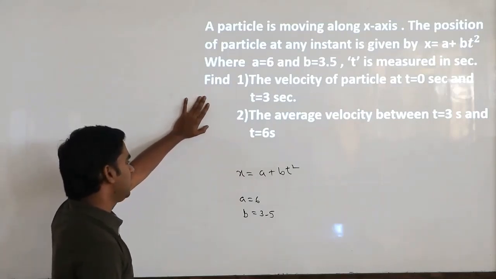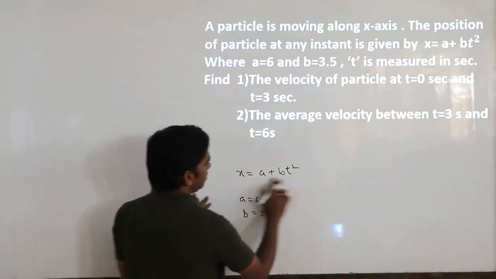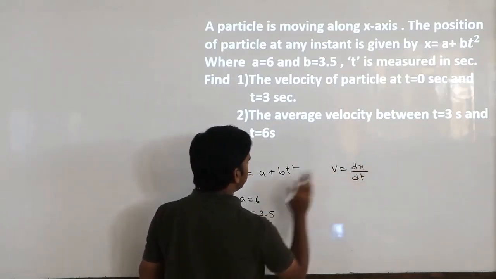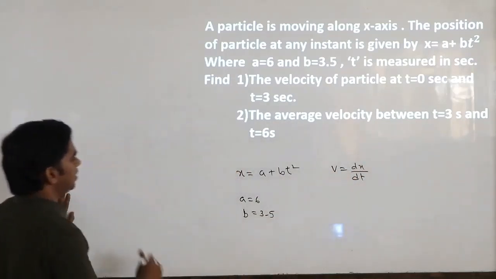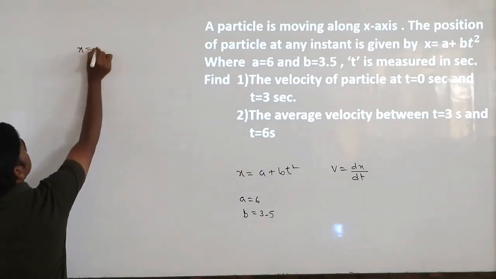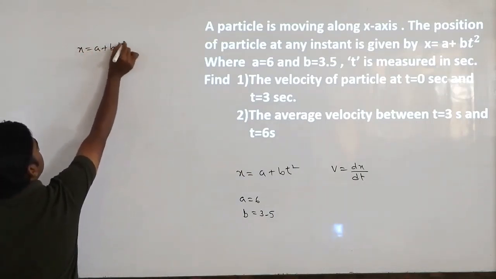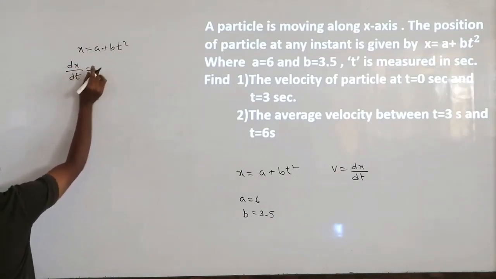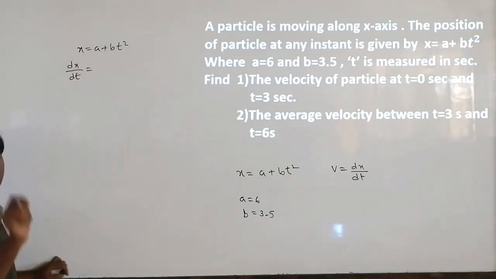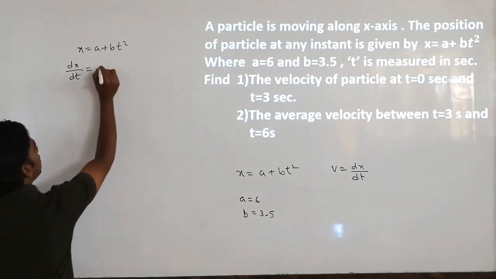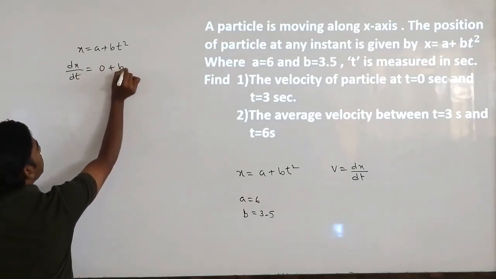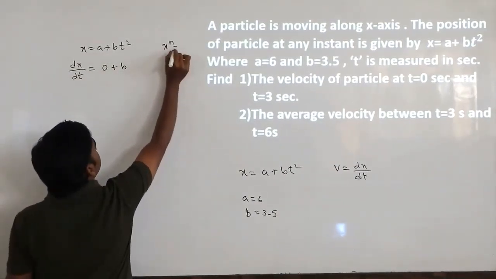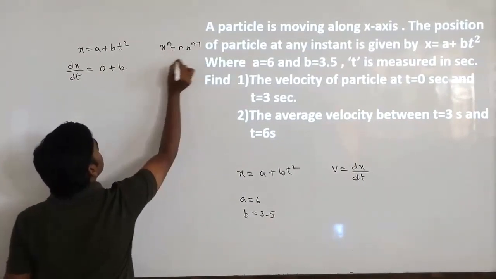How can we find velocity from this? This is x, so velocity is dx by dt. Differentiate this and you will get the velocity. So x equals a plus b t square. dx by dt is the differentiation of a constant, which is 0, plus b as it is. Differentiation of x raised to n is n into x raised to n minus 1.